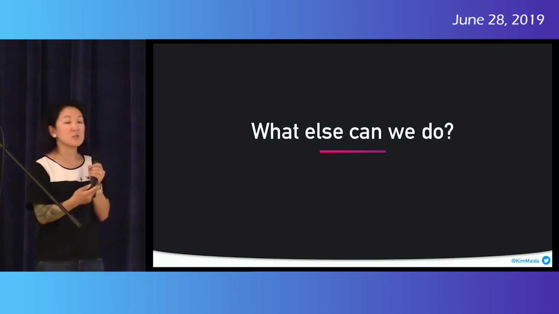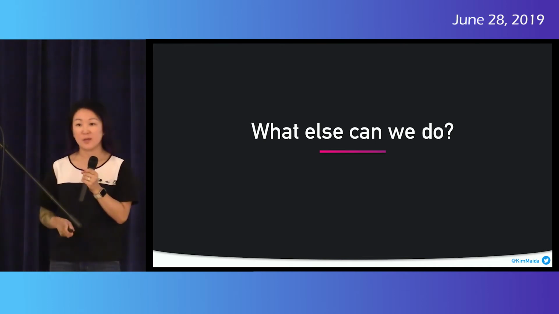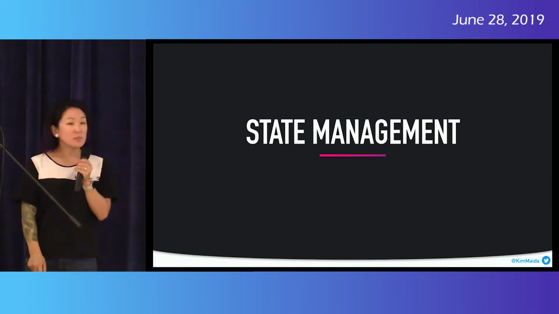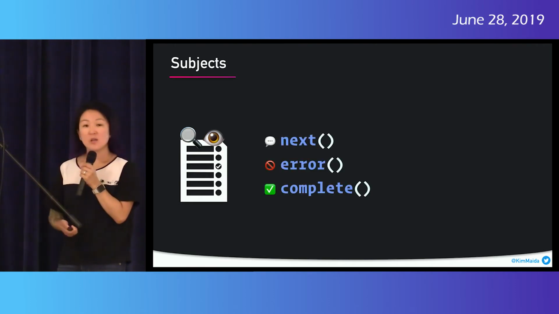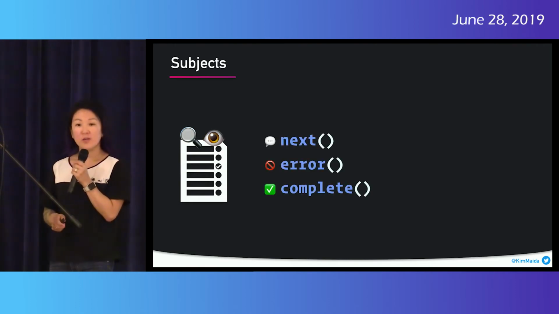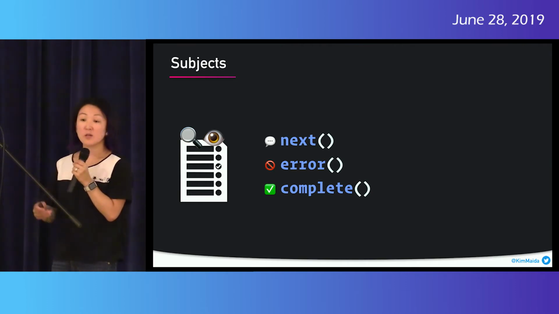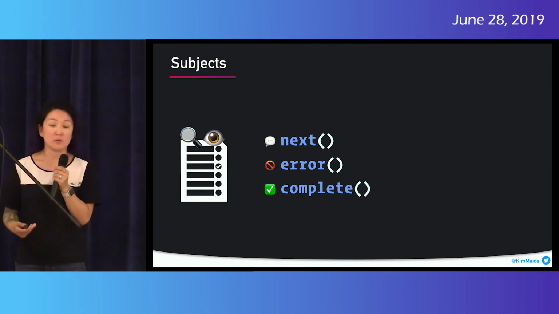So what else can we do with something like reactive programming and these Rx libraries? Well, we can actually implement state management. And one of the things that makes state management really nice in Rx is something called subjects. Now, subjects are observables, but they have state. So that means that they keep a list of observers. They also implement what's called the observer interface, which means they have methods called next, error, and complete, and you can run these methods on them manually.